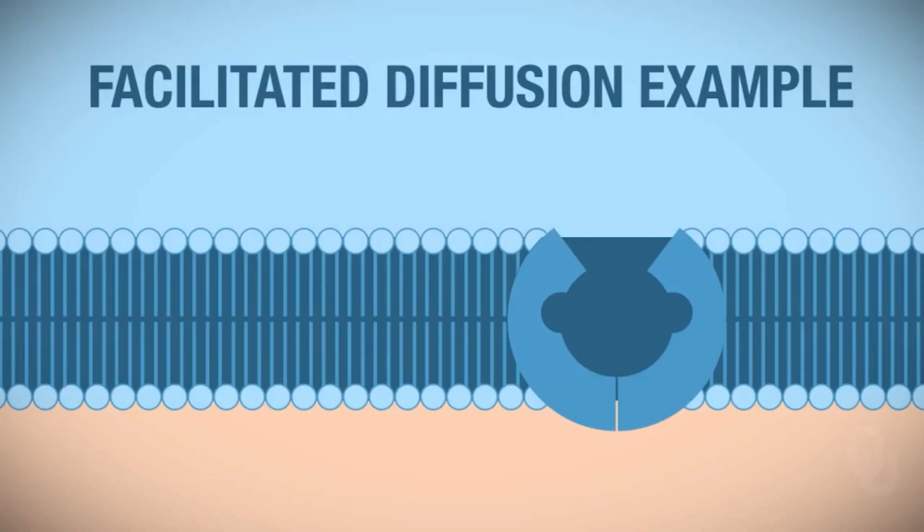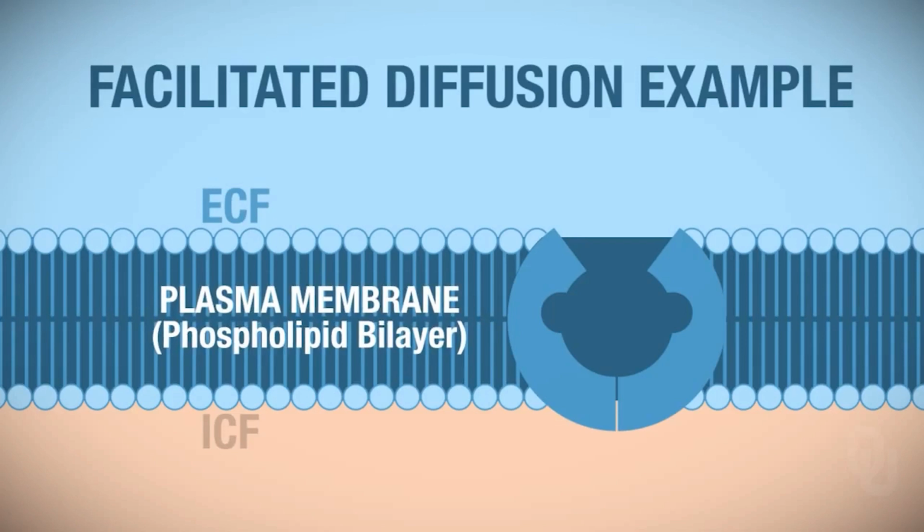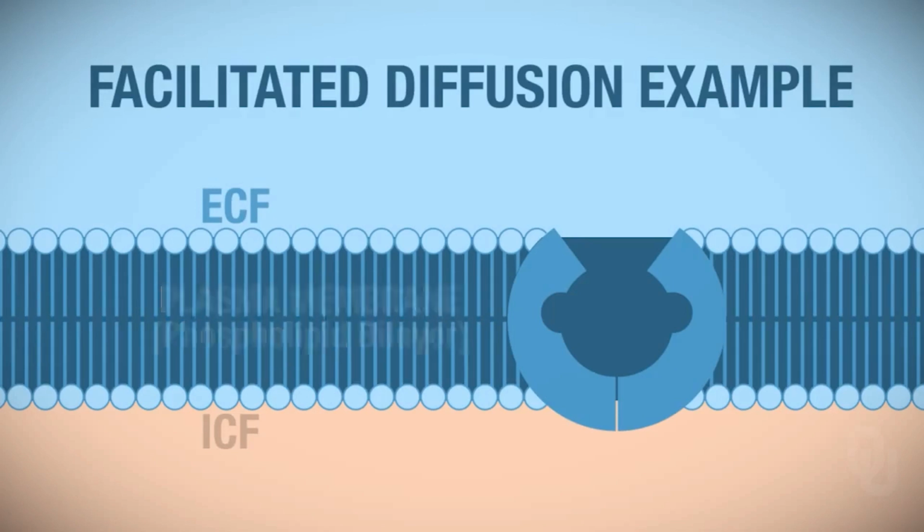This is again an illustration of how facilitated diffusion works, which we label. This is your ECF, your ICF, extracellular fluid, intracellular fluid, and you have your plasma membrane or the phospholipid bilayer. And an important structure is the transmembrane protein. This is your carrier protein.